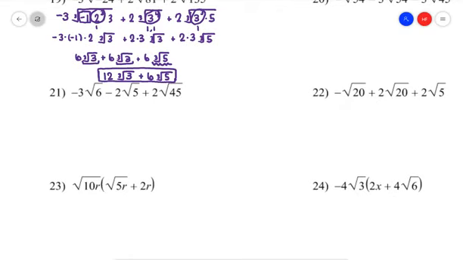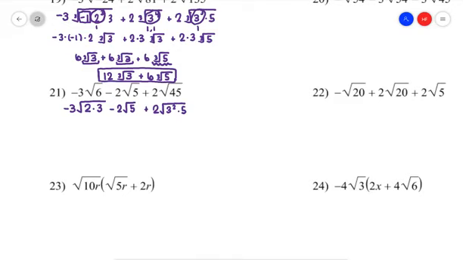Now on number 21, 6 and 5 are prime numbers. Sorry, 6 is not a prime number, but it won't have anything that can come out is what I meant, because 6 is 2 and 3, but 5 is a prime number. And then 45 is 3 squared times 5.